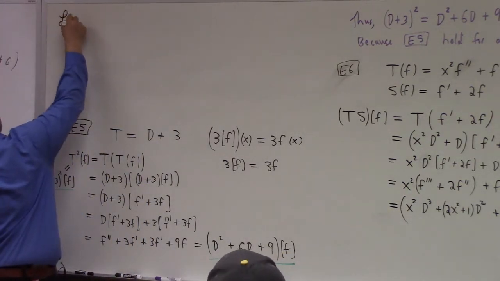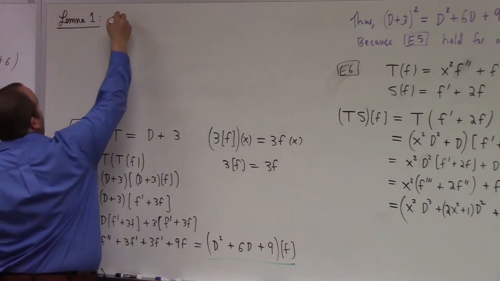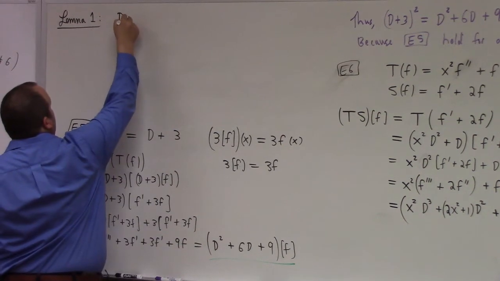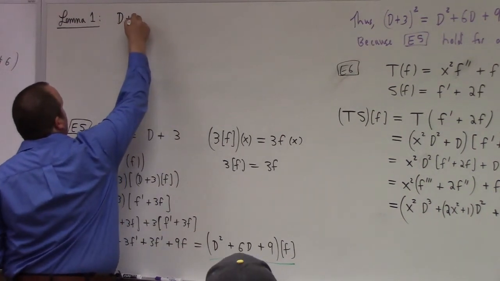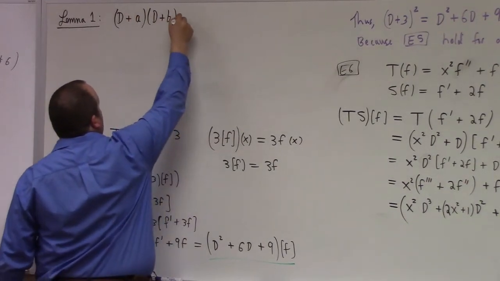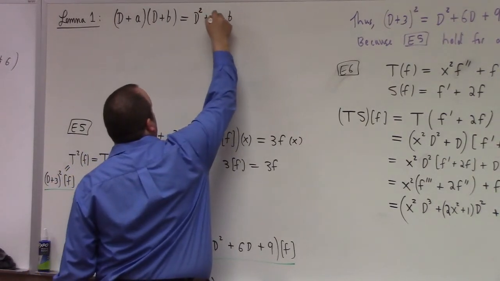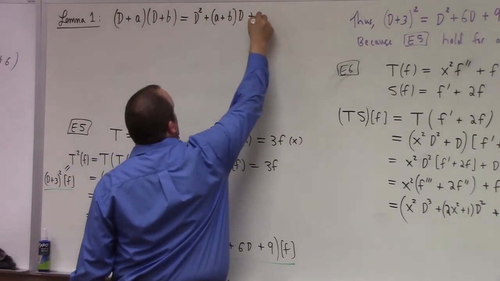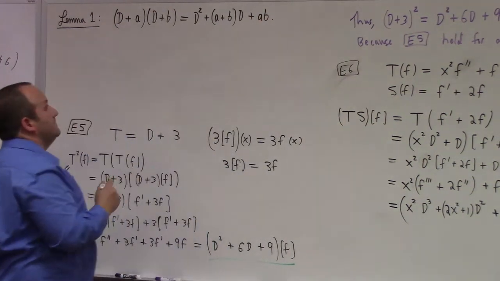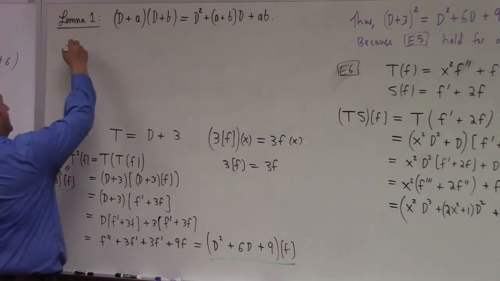Call this lemma 1. And it states the following: if I have D plus a times D plus b, then that's equal to D squared plus (a plus b) times D plus ab. I'm saying this is an identity for the differentiation operator, and for a and b being constants. Here's the proof.